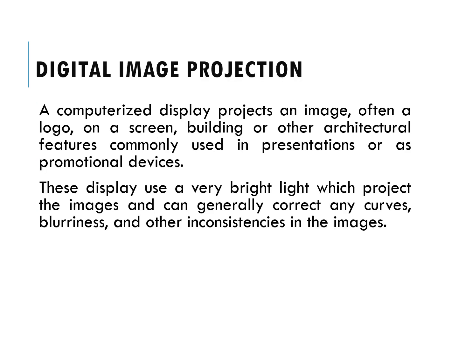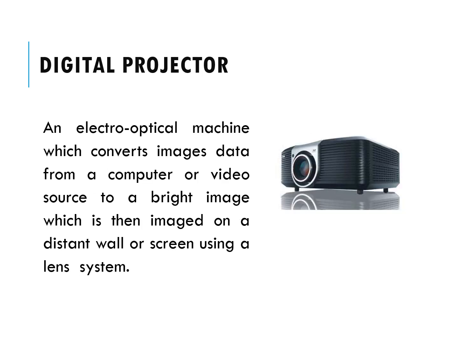The digital image projection. A computerized display projects an image, often a logo, on a screen, building, or other architectural features, commonly used in presentations or as promotional devices. This display uses a very bright light which projects the images and can generally correct any curves, blurriness, and other inconsistencies in the images. The digital projector is an electro-optical machine which converts image data from a computer or video source to a bright image which is then imaged on a distant wall or screen using a lens system.